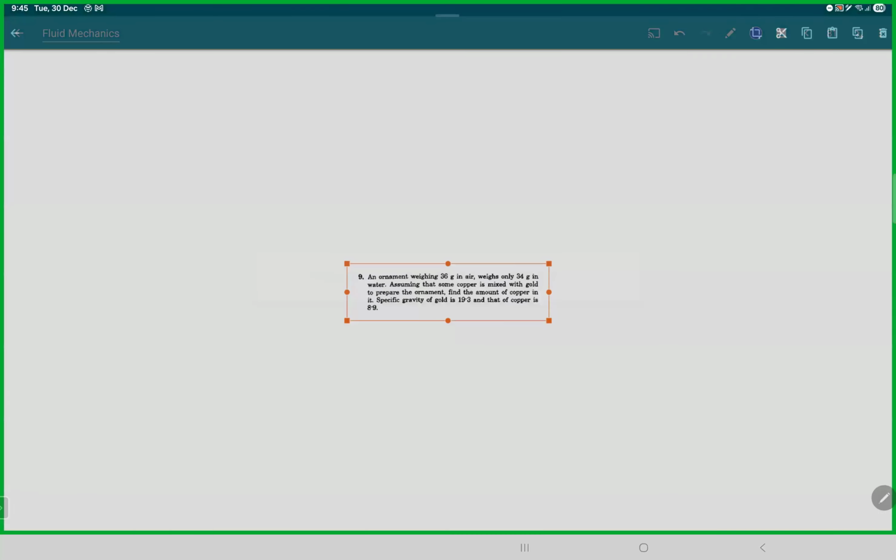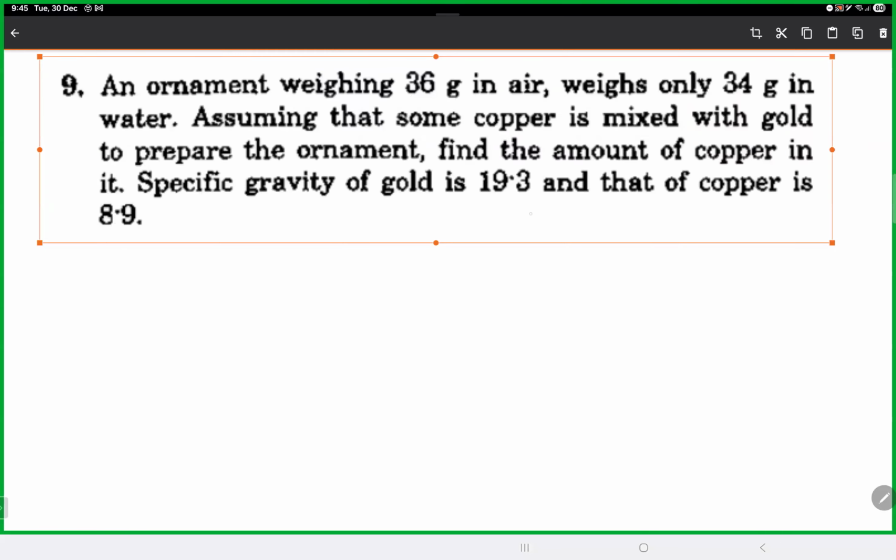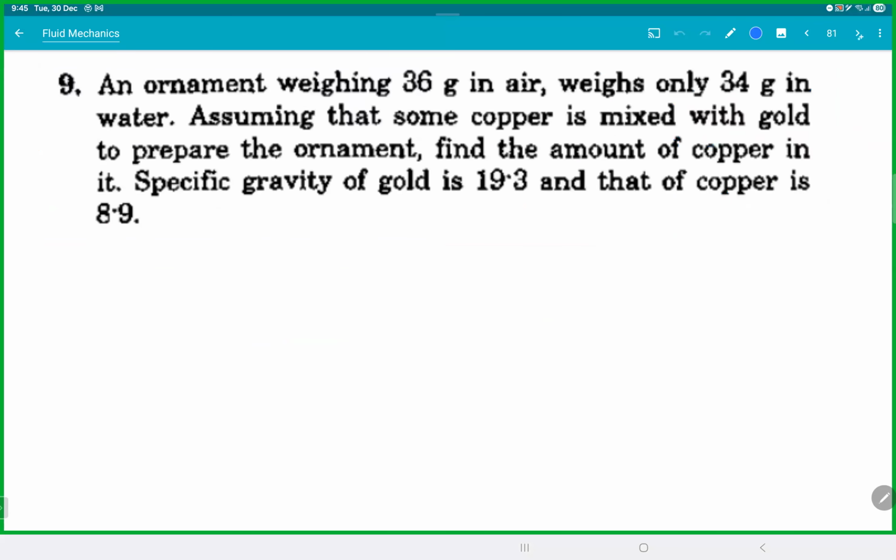There, this is the Archimedes thing. Let's get this. An ornament is weighing 36 grams in air and weighs only 34 grams in water. Assume that some copper is mixed with the gold to prepare the ornament. I told you what is specific gravity. It's the density with respect to water. Find the amount of copper in it.